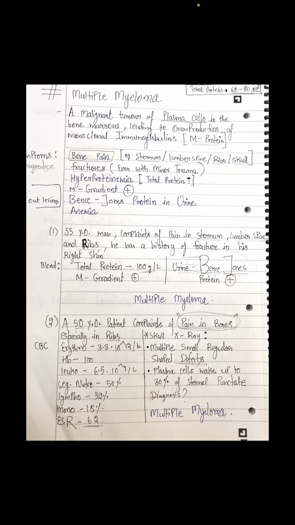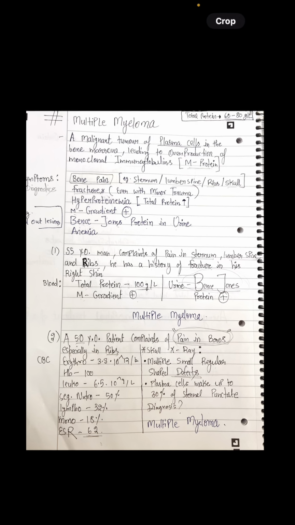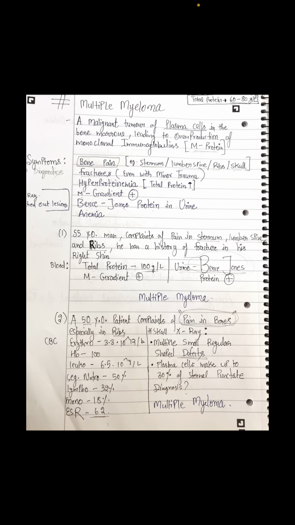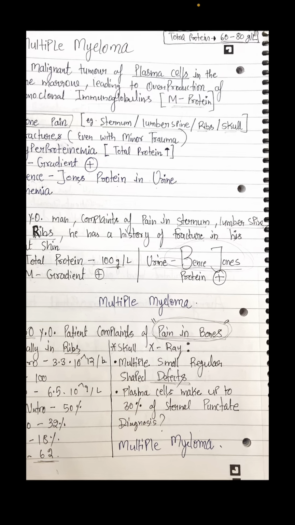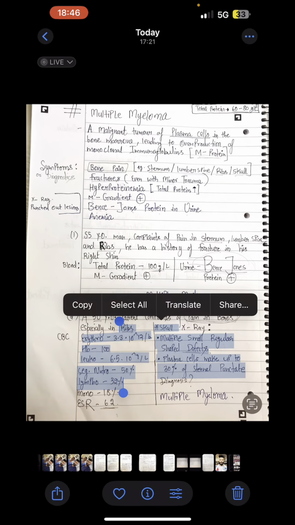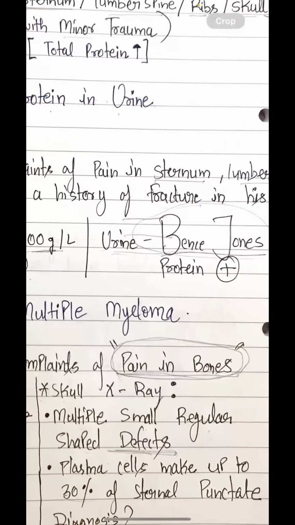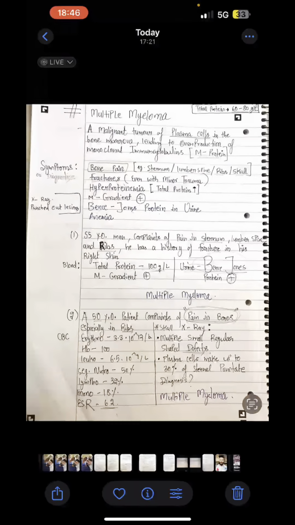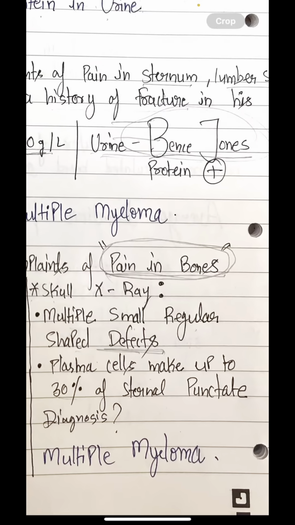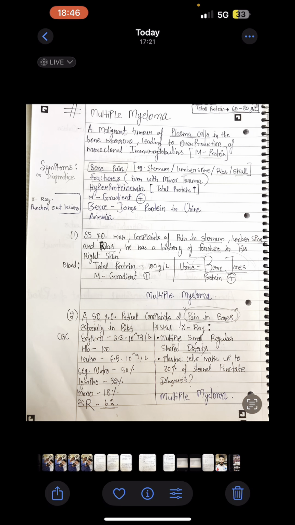Let's see the case study. You can read the question, you can pause the video, you can take a screenshot as well. The 55-year-old man complains of pain in the sternum, lumbar spine and ribs. So as you can see, bone pain, where is it more common? Sternum, lumbar spine. So the patient is complaining about pain in the bones. And in the urine findings, M protein deposits you can see in the question. In the urinary findings, they say Bence-Jones protein. So remember, Bence-Jones proteins are a characteristic of multiple myeloma. The next patient also complains about pain in the bones. So remember, pain in the bone is a characteristic of multiple myeloma. However, you can read the whole question.